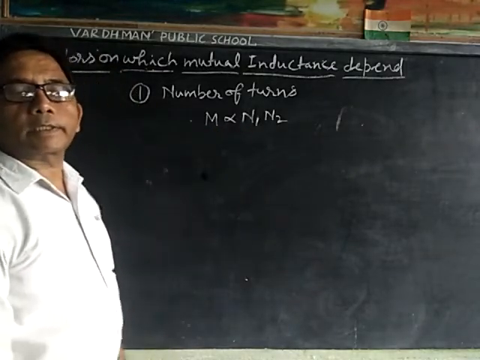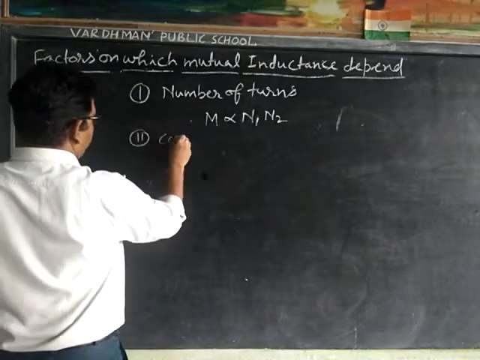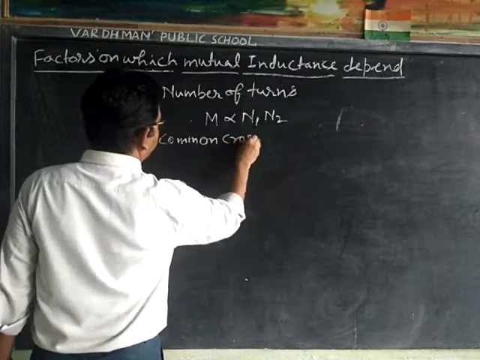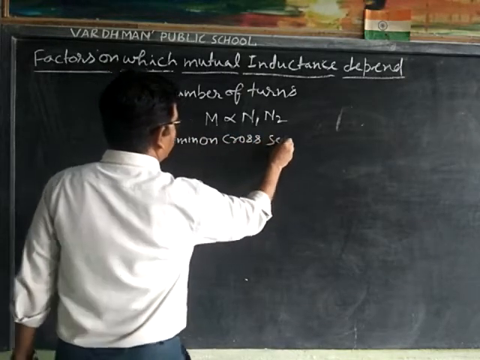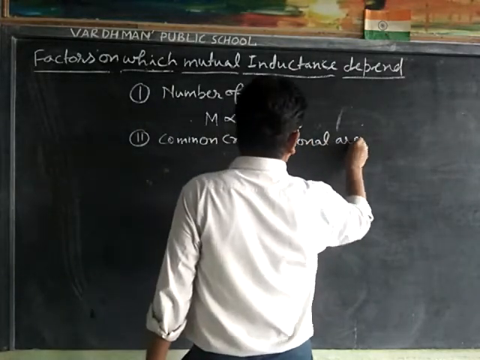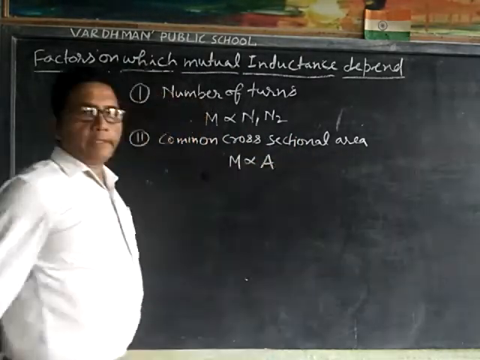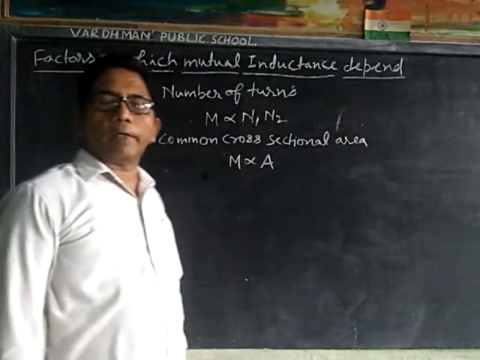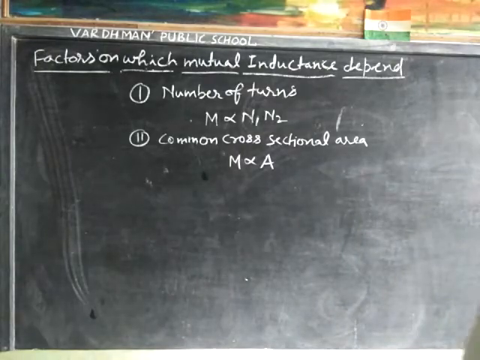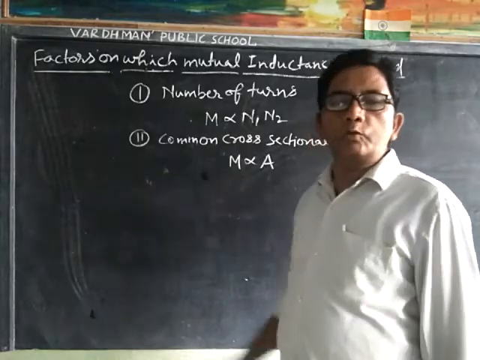Second, common cross-sectional area. M is directly proportional to A. The larger the common cross-sectional area, the larger will be the mutual inductance.